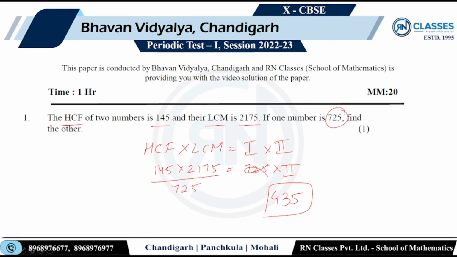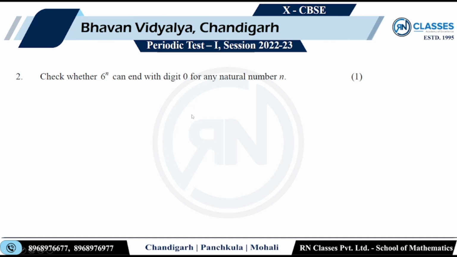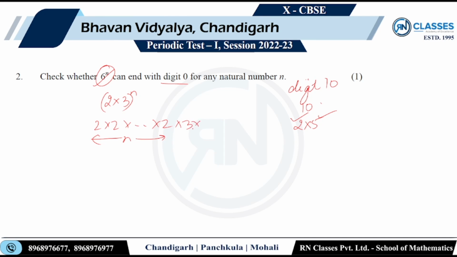All right, moving on. Now he says, check whether 6 raised to n can end with the digit 0 or not, right? And it is a 1 marker. Heavy question. Okay, cool. Now, digit 0, that means I need to have a factor of 10, right? That means I need to have 2 into 5, as in both 2 and 5. So let me write the prime factorization. So prime factorization of 6 is 2 into 3. So (2 into 3) raised to n. So 2 into so on into 2 n times, into 3 into so on into 3 n times.